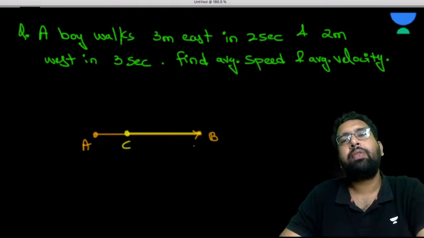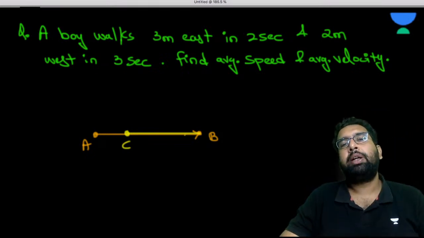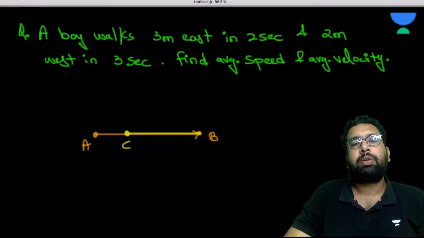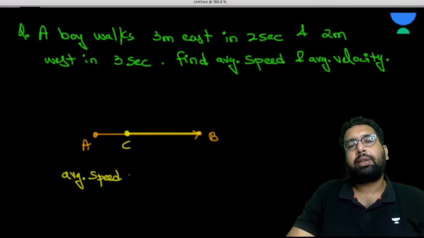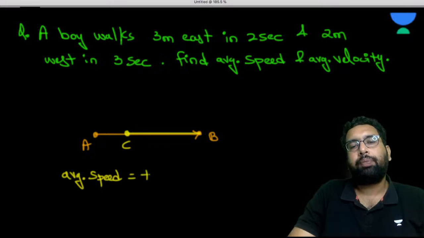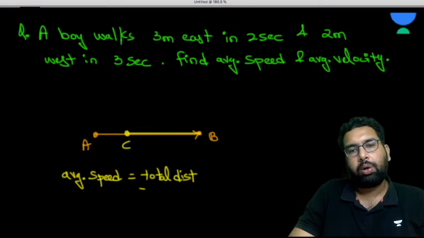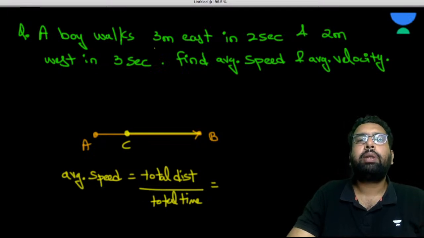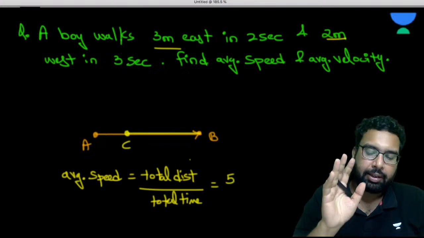So how much he traveled? What is the average speed? So what is the average speed first of all? Average speed is the total distance upon total time. So what is going to be the total distance? Firstly, he has moved 3 meter east, then 2 meter west. So total distance, irrespective of the direction. See, distance has nothing to do with direction.